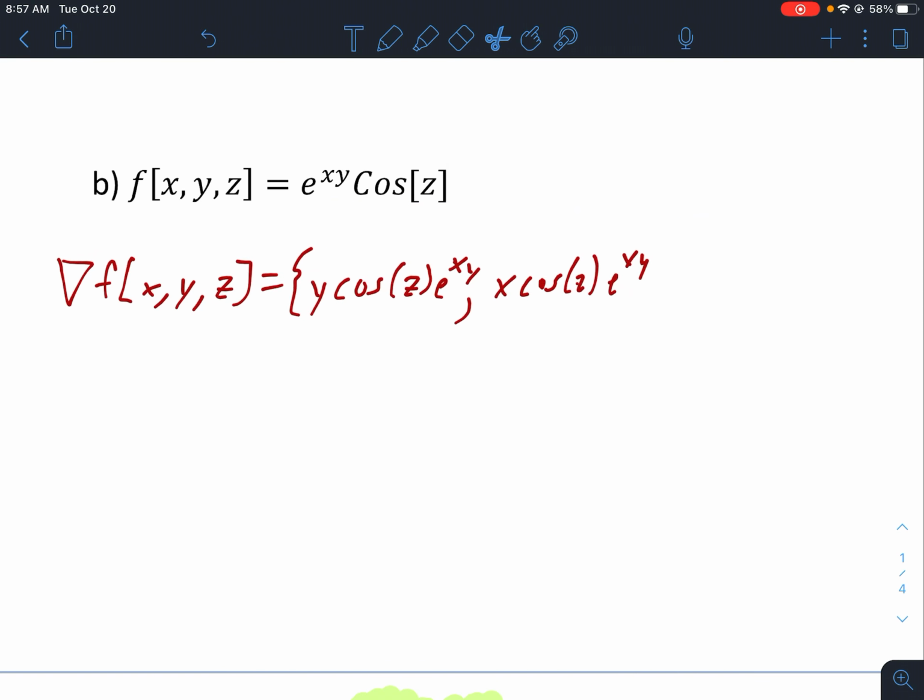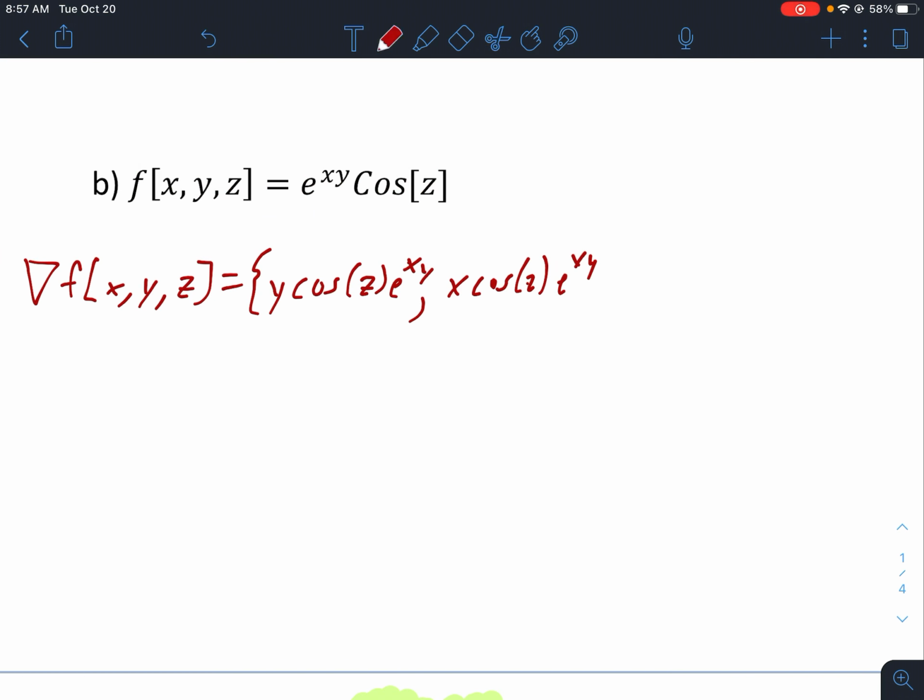And then the derivative of this function with respect to z. So we're going to take the derivative of basically just cosine z, which is negative sine z. So it's negative sine z, and the e is treated like a constant in this part. And there's your gradient in 3 dimensions there. Sorry.